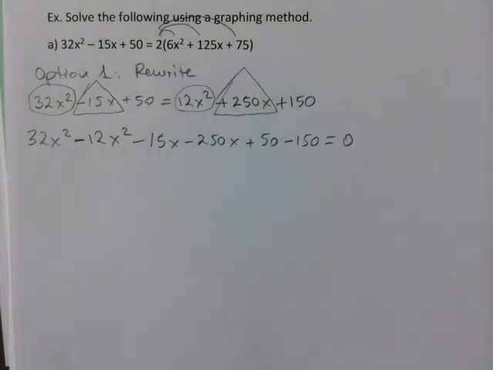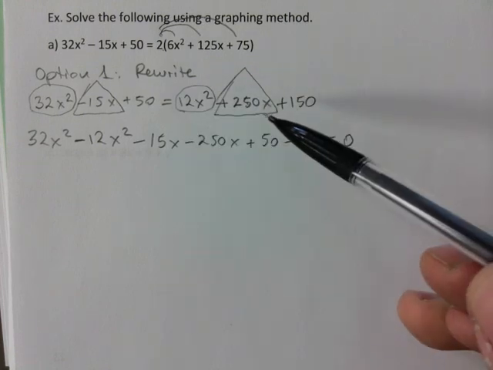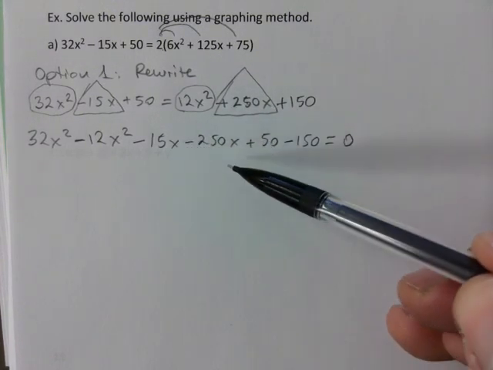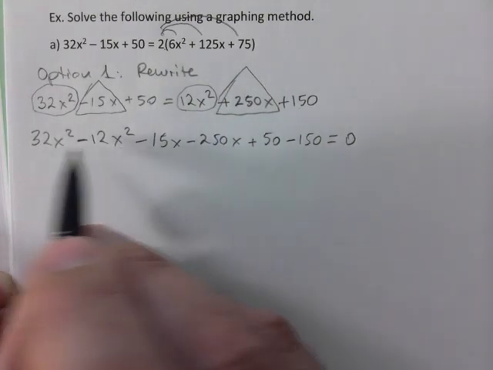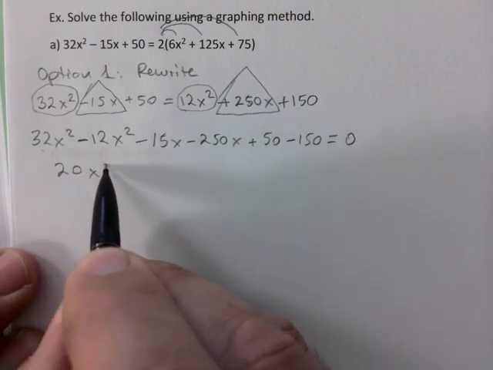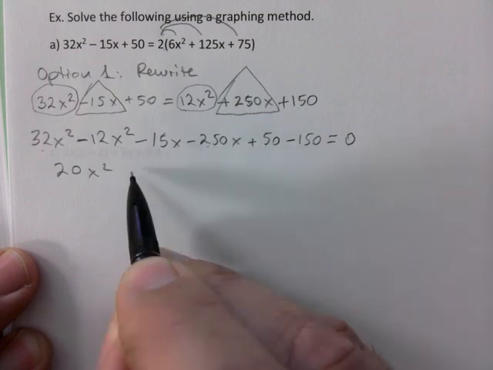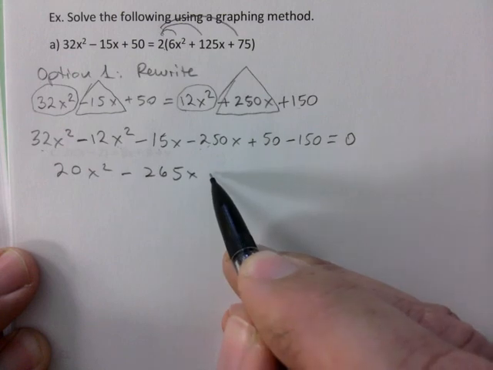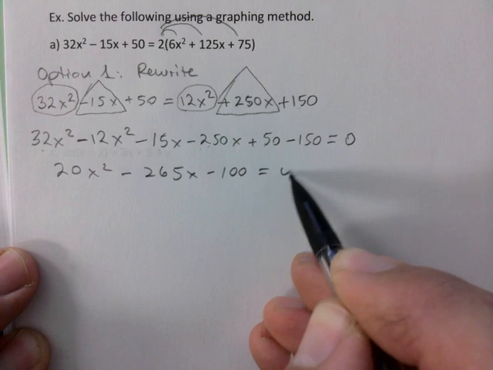Your teachers in the past may have said, you want to get rid of the 250 here, subtract 250 from both sides, cancels this out. Watch this, you end up with a negative 250 on the left side by doing that. So we're doing the same thing, nothing changes. So let's clean this up. 32x squared minus 12x squared is 20x squared. Negatives add here, right? You combine negatives, that's negative 265x. And this is going to be negative 100. And that is equal to 0.